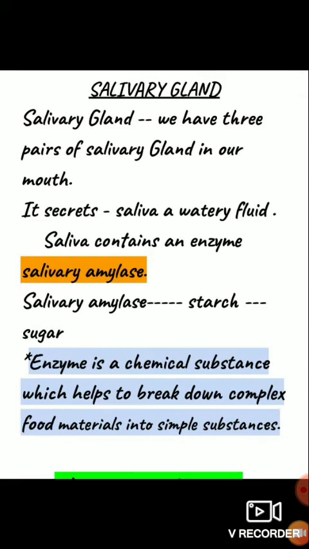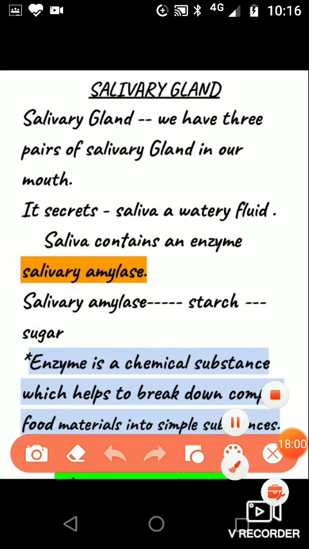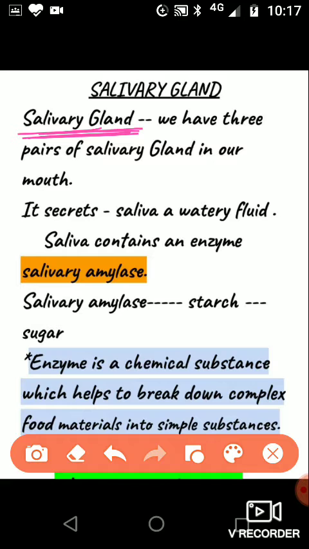Next we have a very important part, that is the salivary gland. So what is the salivary gland? It is an associated gland. As I told you, the salivary gland is part of the digestive system but not part of the alimentary canal. So these glands release a certain kind of juices. First, what is the salivary gland and how many? We have 3 pairs of salivary glands in our mouth. That means 3 on one side of the jaw and 3 on the other side.